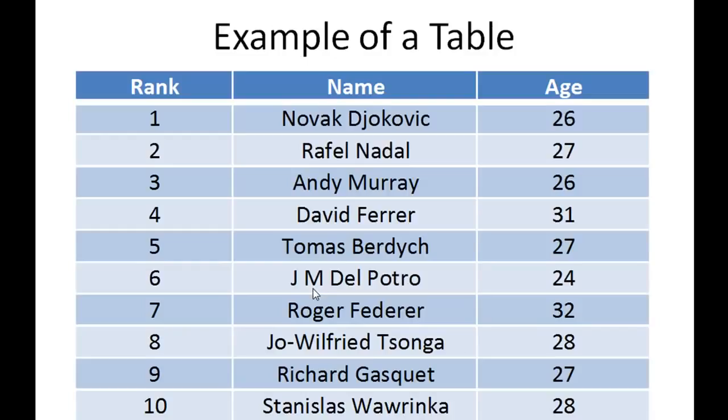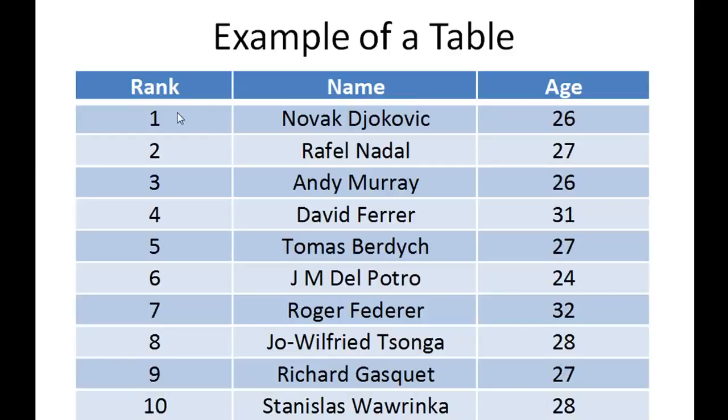And then in the next slide, I have an example of a table for you guys. So this table has information about tennis players and their rankings. So you have three fields. The first one is called rank, the second one is name, and the third one is age. And the rank field obviously holds rankings of tennis players from 1 to 10. The name field holds the names of tennis players, and the age field holds the ages of tennis players, right?